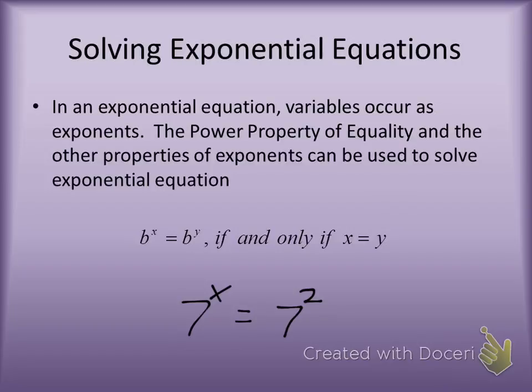Now, this is predicated on this: the bases have to be the same. Now, do you think the bases are always going to be the same? No. That'd be too easy. Then it'd be like, why am I wasting my breath? The bases aren't always going to be the same.